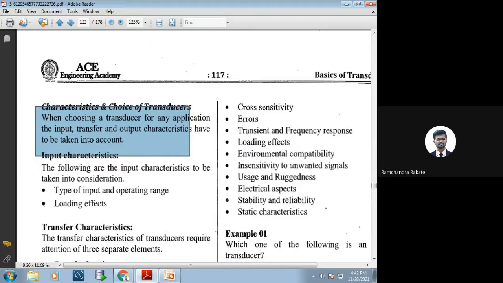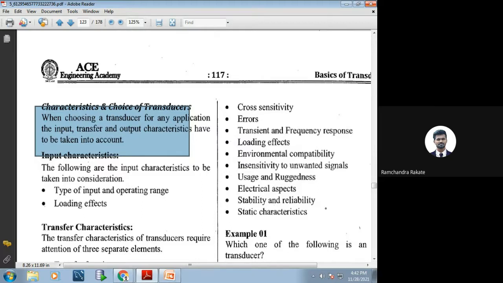Correct. Next we have repeatability. Repeatability deals with reliability of operation. The input-output relation for a transducer should be predictable over a long period of time. So it should be good enough for repetitive use. Now the question arises: how can we select the transducer?